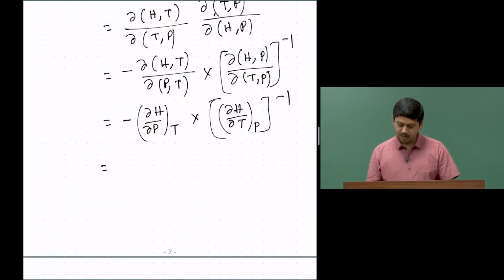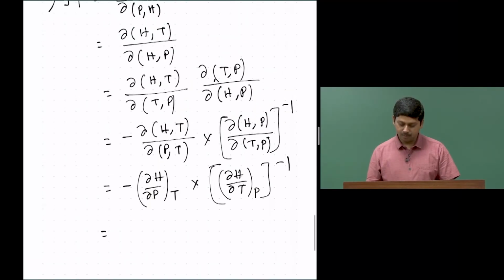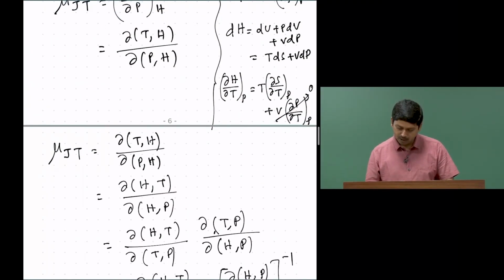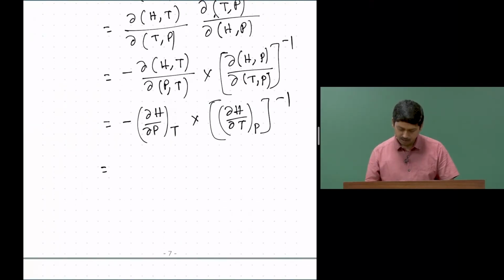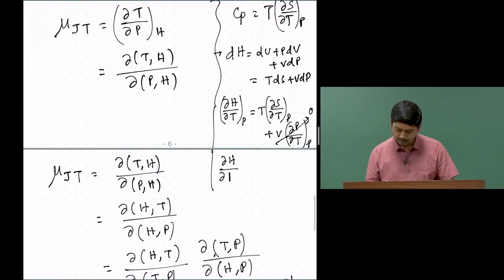Now, this one, what is del H by del P at a constant T? Let us figure that out. I have to take the differentiation again. From this equation, del H by del P at a constant temperature is T del S by del P at a constant temperature plus V, because del P will cancel.